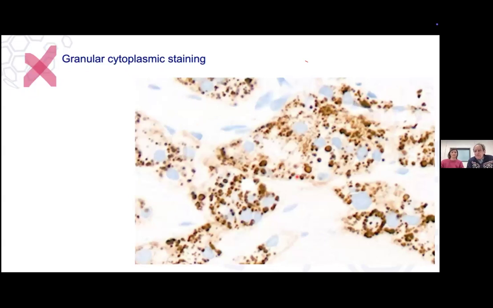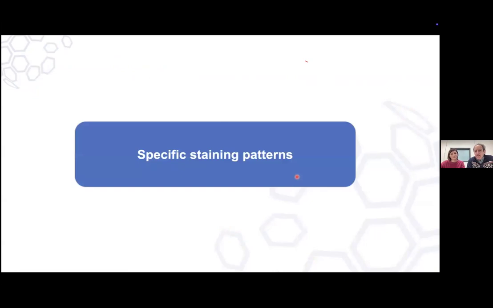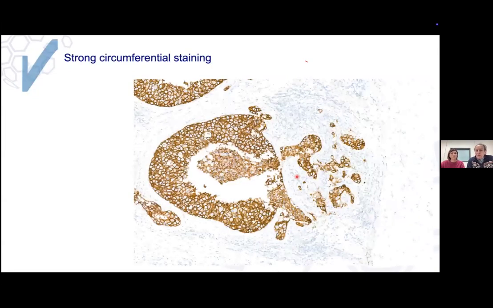This is also an example of granular cytoplasmic staining. Obviously, it doesn't count, nor does the nuclear staining count for that. This is a specific pattern, and this is also what we need to learn, because the recognition is not just mechanical, I see membrane staining, I count this. I actually see a pattern that I recognize as 1+ or 2+ or 3+. This is clearly a 3+ pattern.